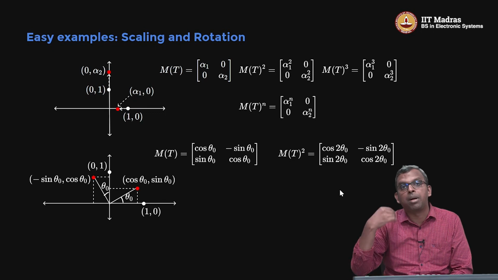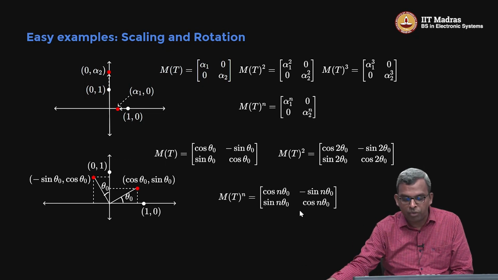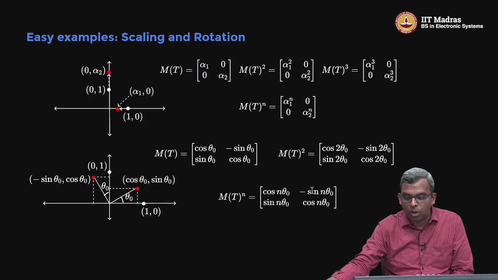What happens to m of t power 3? It is the same as rotation by 3 theta. What is m of t power n? The same as rotation by n theta. Okay, so you get m of t power n is cos n theta naught, minus sin n theta naught, sin n theta naught, cos n theta naught.